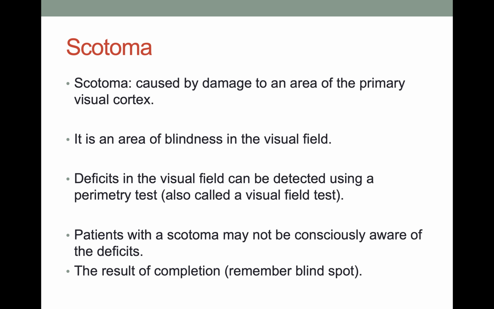So a scotoma is caused by damage to an area of the primary visual cortex. It is an area of blindness in the visual field. Deficits in the visual field can be detected using a perimetry test, which is also called a visual field test. Now, patients with a scotoma may not be completely consciously aware of the deficits. Okay, so this might be the result of completion if we remember what happens in the case of the blind spot. So, for instance, some patients have a deterioration within their visual fields and aren't aware of it because it's happened perhaps over a period of time and the brain has gone through a process of completion.